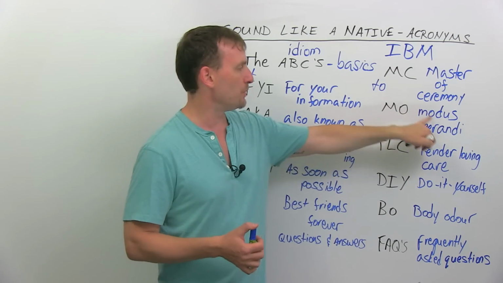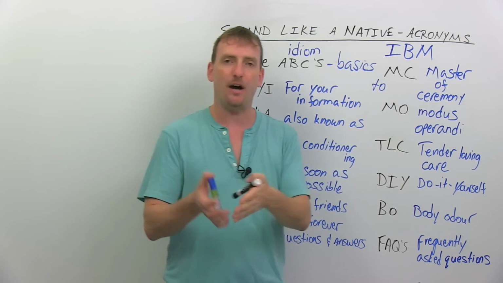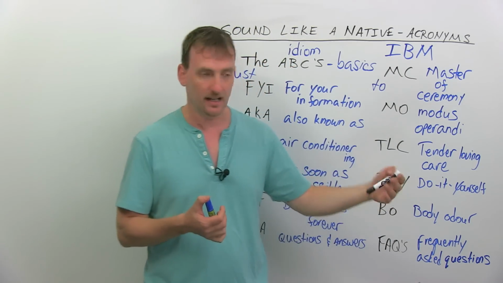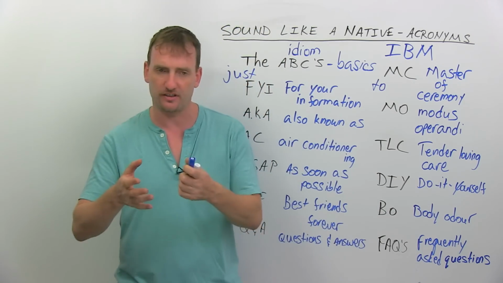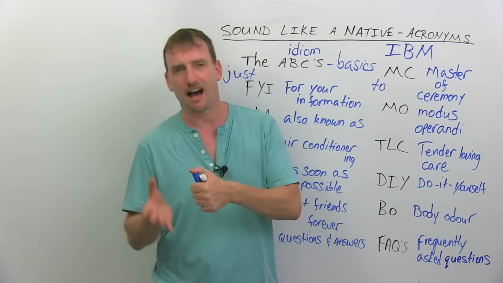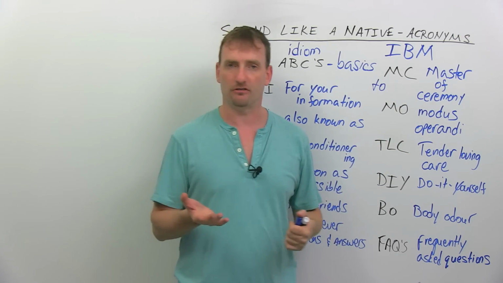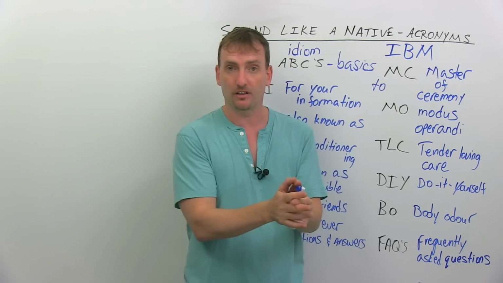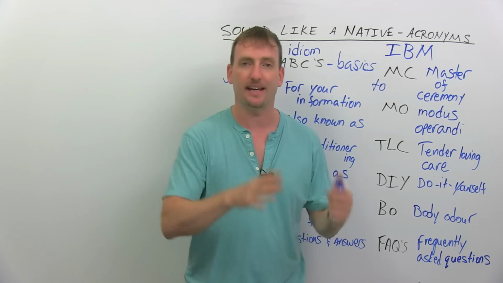MO, modus operandi. This is Latin. Basically it means how a person does something, the way he does it or the way she does it. So here we're talking about people, and you're talking about a person's particular style of doing something. When we talk about criminals, like a murderer, the police are looking for a murderer, and there's another murder, and they say, oh yeah, this has the same MO as the last one, so we know it's the same person.